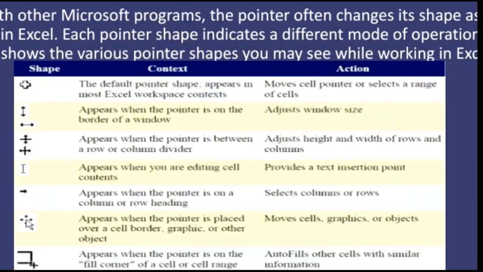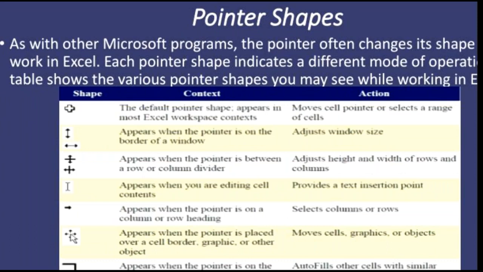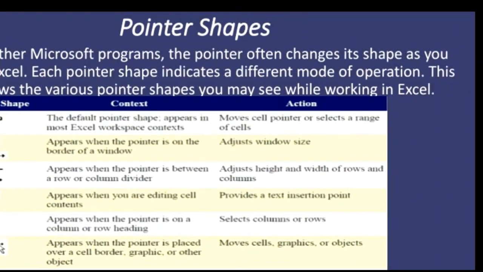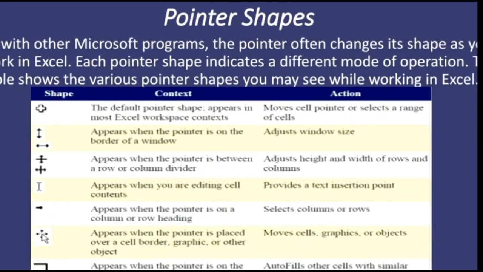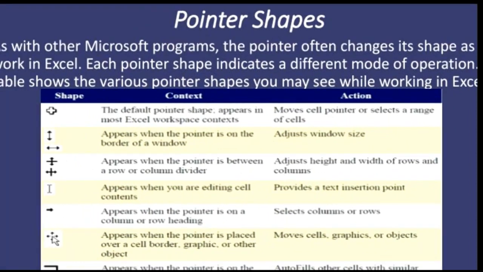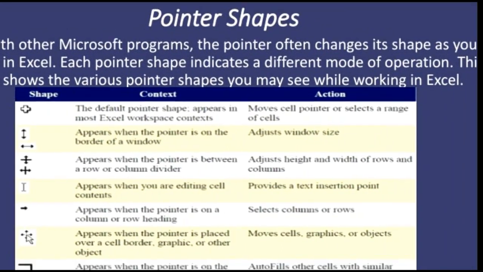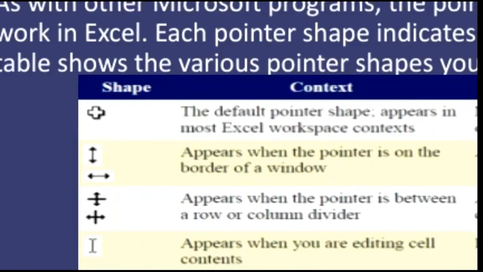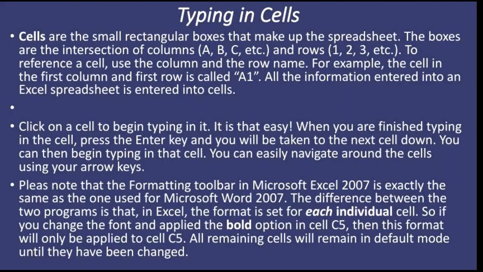So we have the pointer shape. Now, as with other Microsoft programs, the pointer often changes its shape as you work in Excel. Each pointer shape indicates a different mode of operation. The table below shows the various pointer shapes you may see while working in Excel.